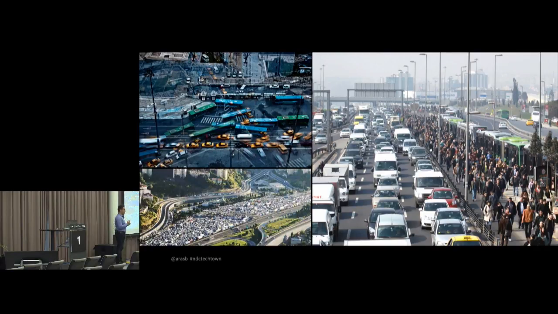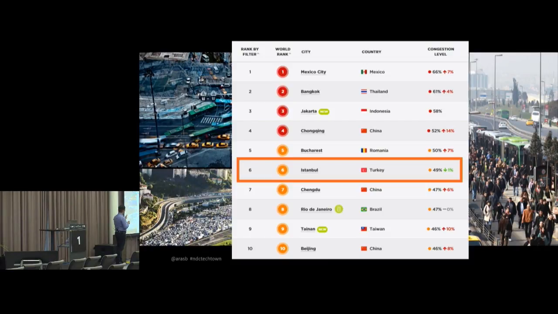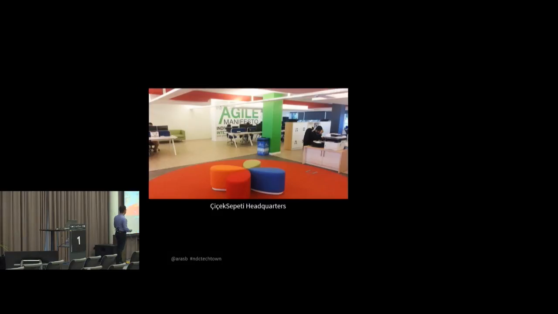Have you been to Istanbul? Well, this is the TomTom data. Istanbul has the 6th worst traffic in the world. Worse than Rio, worse than Beijing. So this taught us a lot of things, not just by putting together flowers, but seeing the entire end-to-end experience from the flower all the way down to the customer who actually received the flower.